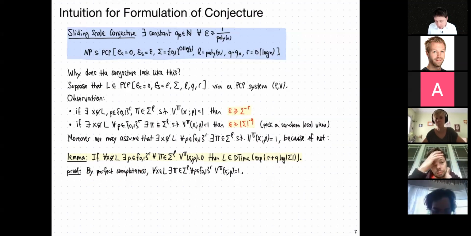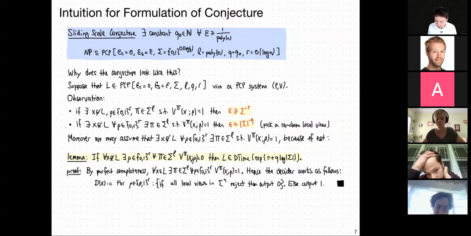So we can use perfect completeness and prove this lemma. It's a pretty simple lemma. With perfect completeness, we know that there's always a way to make the verifier accept for any randomness when x is in L. So therefore, the decider will work as follows, for the given randomness.